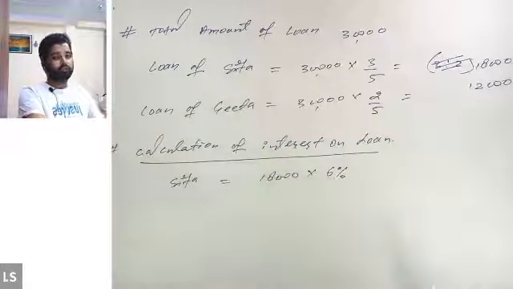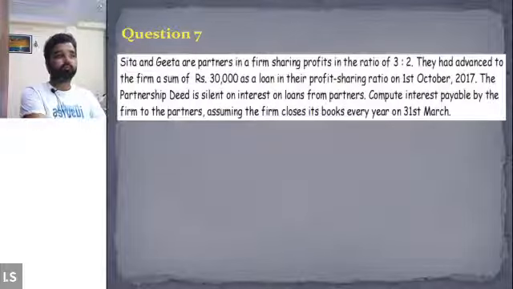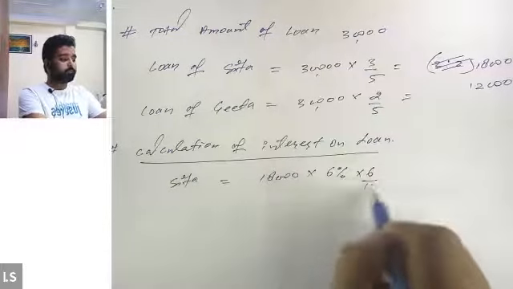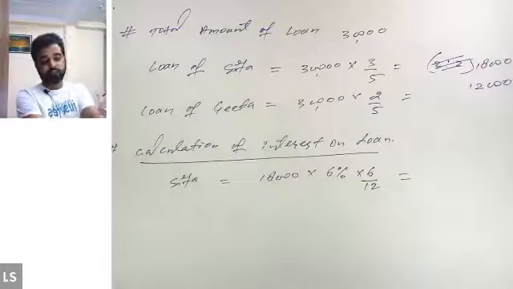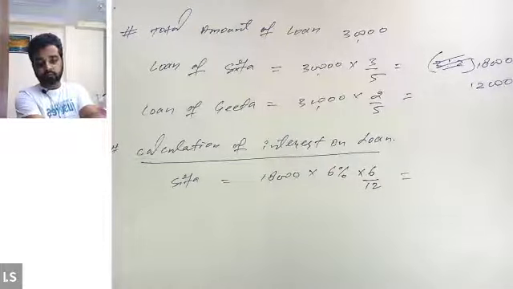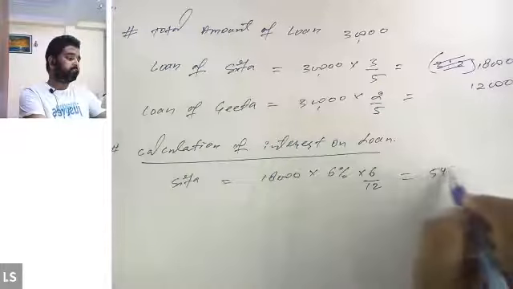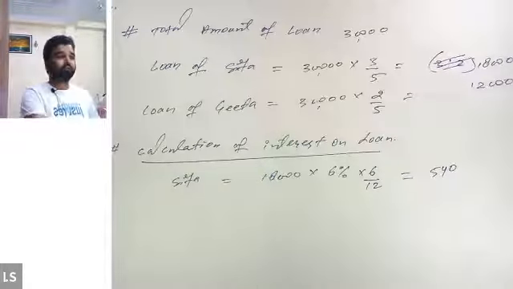Yes, and loan was given on 1st October. So from 1st October till 31st March, I think it will be 6 months. Right. So interest will be paid for 6 month period, 6/12. Tell me the value, guys. 18,000 into 6% into 6/12. I'm getting 540. Please cross check and tell me, is it right or wrong?